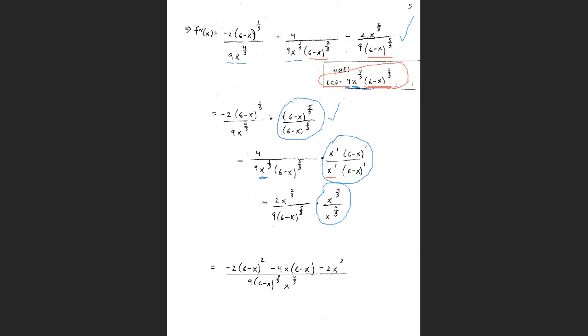And then, because I have 6 minus x to the 5/3, well, in the denominator I have 6 minus x to the 2/3. To get 5/3, I have to multiply 6 minus x to the 2/3 by 6 minus x to the first power, because 2/3 plus 1 is 5/3.